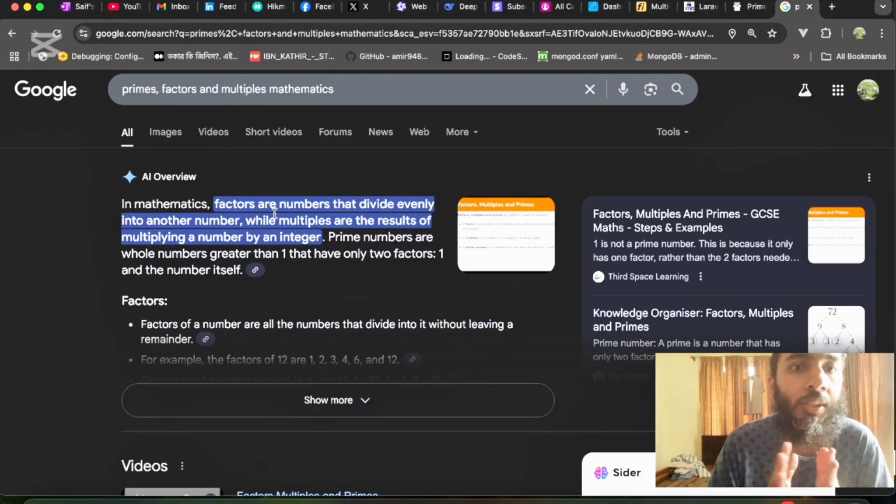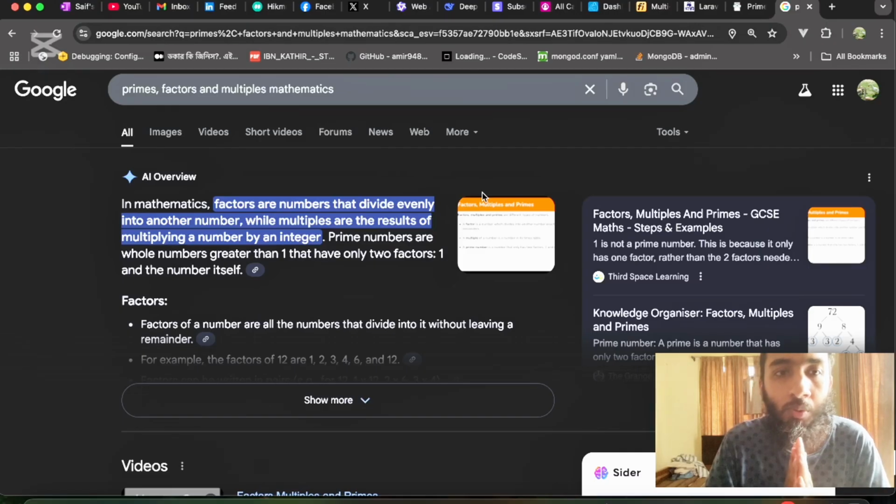So for 6, 3 and 2 are factors because 3 multiplied by 2 is 6, while multiples are results of multiplying a number by an integer. One multiple of 2 can be 6 because 2 multiplied by 3 is 6. Prime numbers are whole numbers greater than 1 that only have two factors, 1 and the number itself, which is very self-evident. This is the brief overview of these three concepts, primes, factors, and multiples.